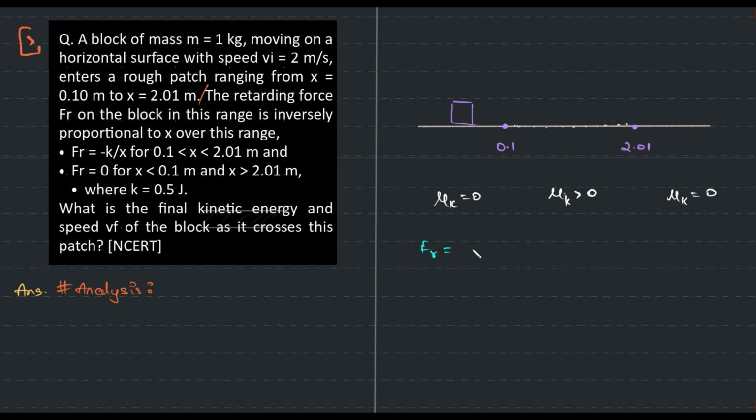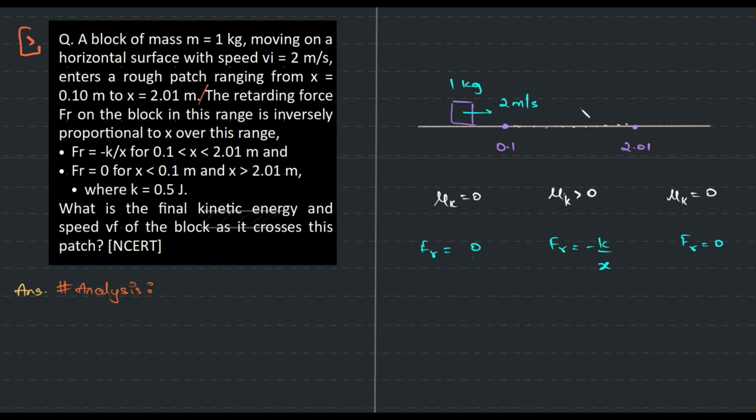So the resistive force here is 0, my bad. And here it is negative k by x, 0 again. Okay, so that's that. So this is with a mass of 1 kg and with a velocity of 2 meter per second.